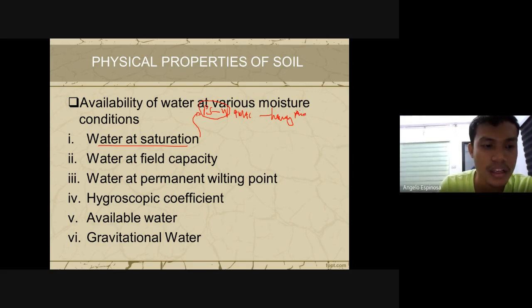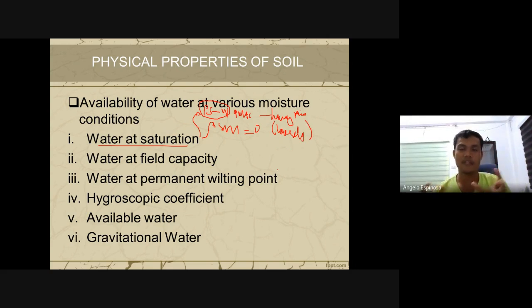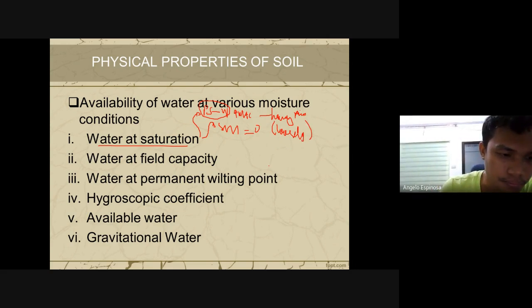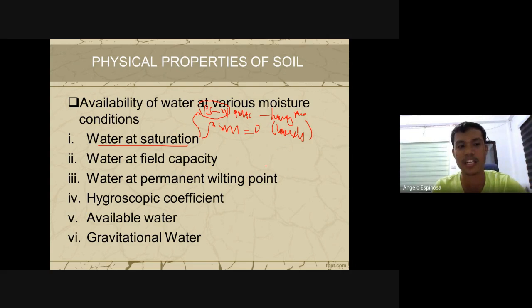And persists for only a short period of time. And then water at saturation is also SMT, SMT is equals to 0. So it means that the water in the soil is loosely held by the particles and it is easily drips with the actions of gravity. Hindi siya compacted, loose siya. So madali lang siya kahit itusok mo, matutusok agad kasi nga it is loose.